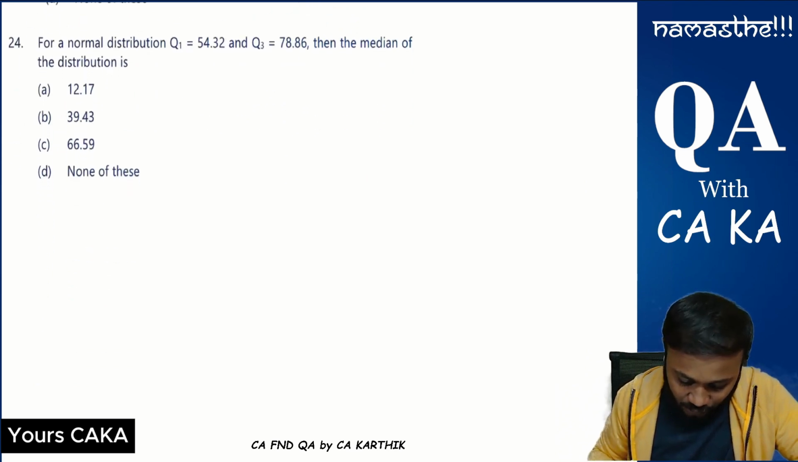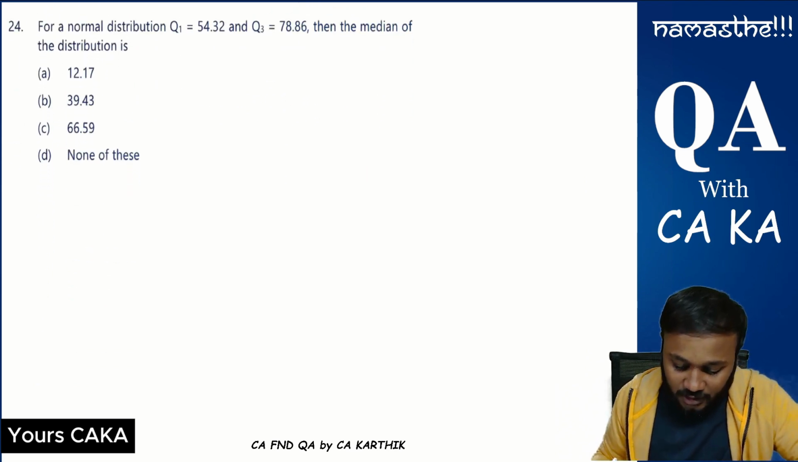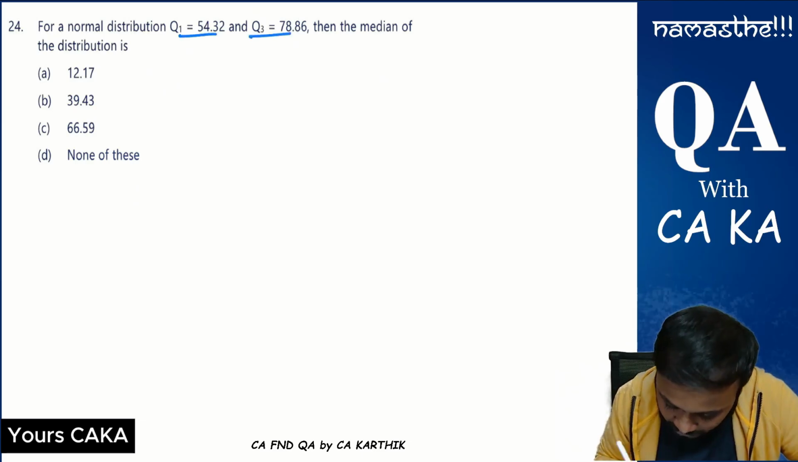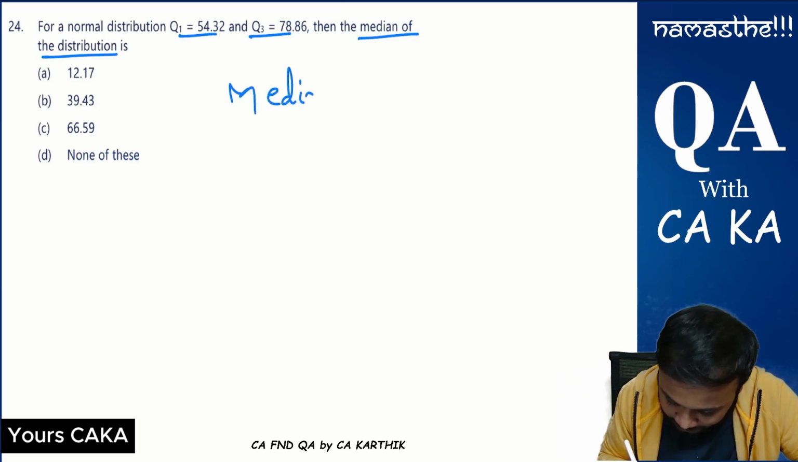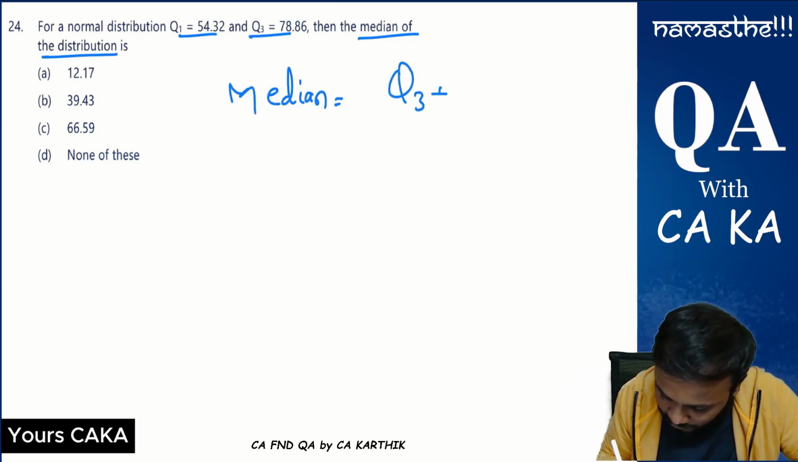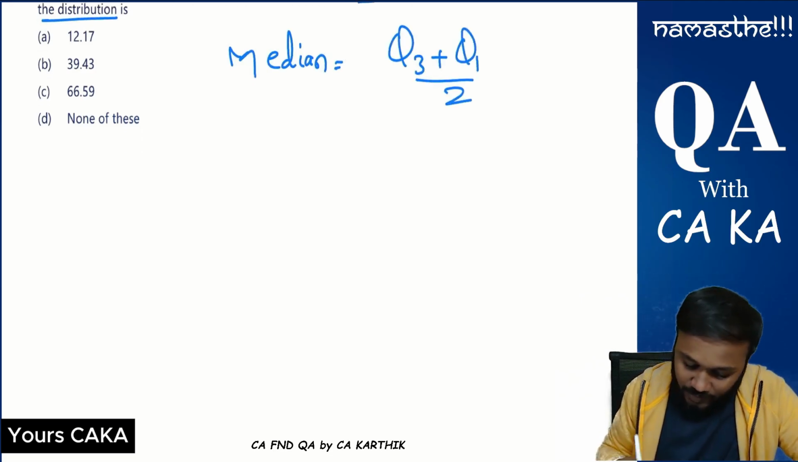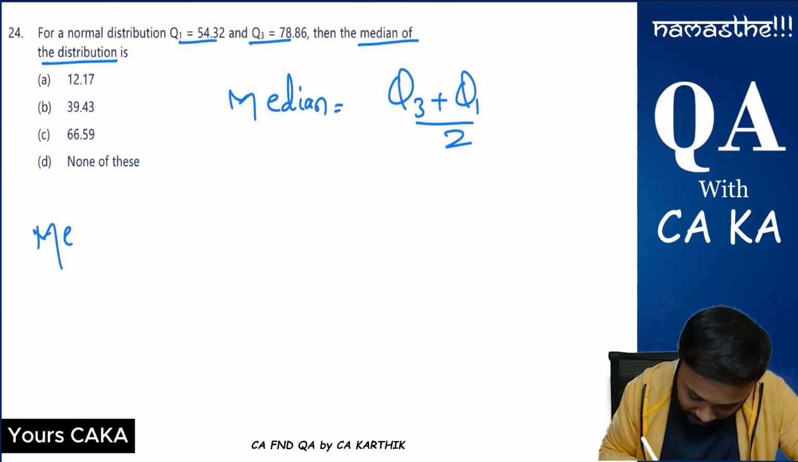These are the diagrams. Now, 24th question. For a normal distribution, they gave you Q1, Q3. Then the median of the distribution. So, whenever they ask about the median, what is the formula? Q3 plus Q1 by 2. So remember, whenever these values, mean equal to median equal to mode.